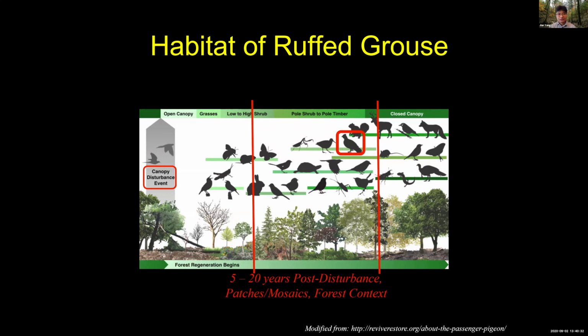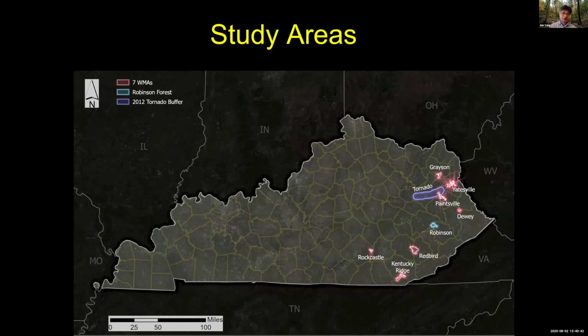But we also need to consider the patch mosaic and the forest context when we're trying to rank the habitat for this particular species. So the key here is to find out those young forests. Using the LIDAR data, we are able to quantify where the young forests are in 7 WMAs, the wildlife management areas, and the Robinson Forest, and the tornado buffer in eastern Kentucky.